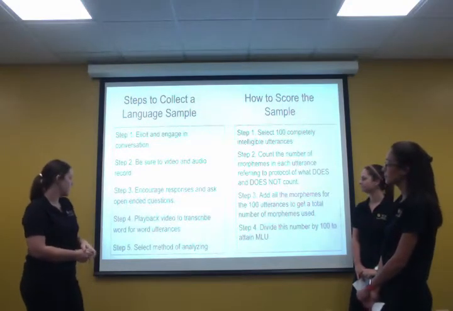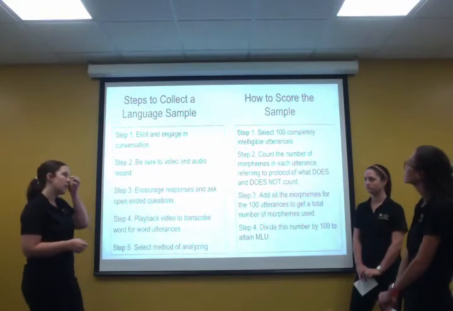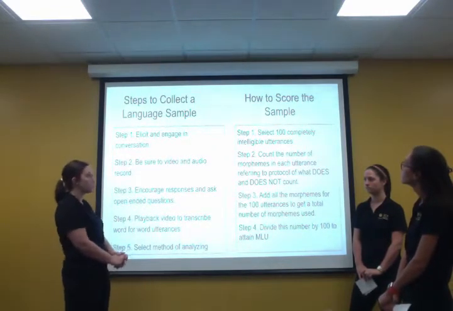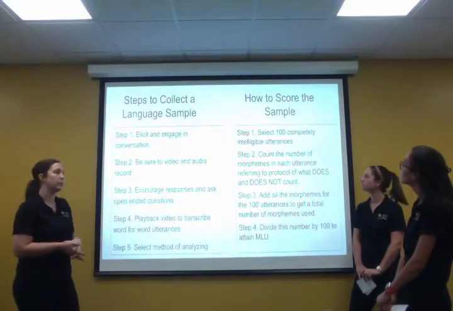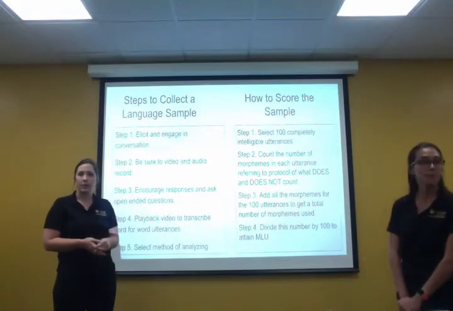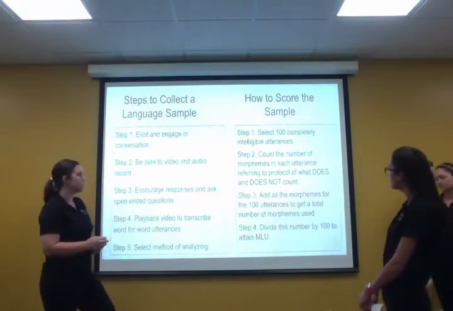Step five, select method of analyzing. We talked a little bit about different ways to analyze. This one we're specifically focusing on MLU. So then how to score the sample using MLU. Step one, select 100 completely intelligible utterances. So it's really important to get at least 100 utterances.